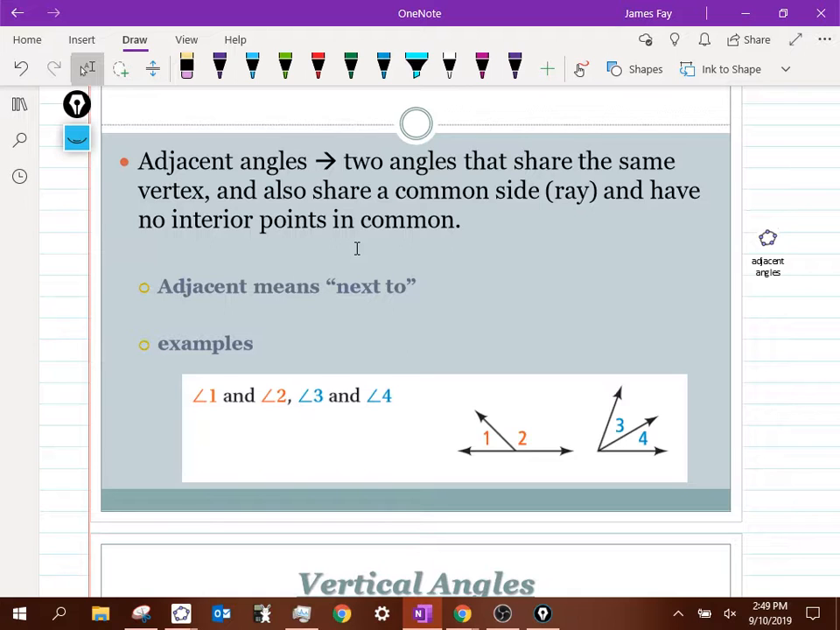So those are three pieces of criteria that need to be met before we can classify a pair of angles as adjacent angles.